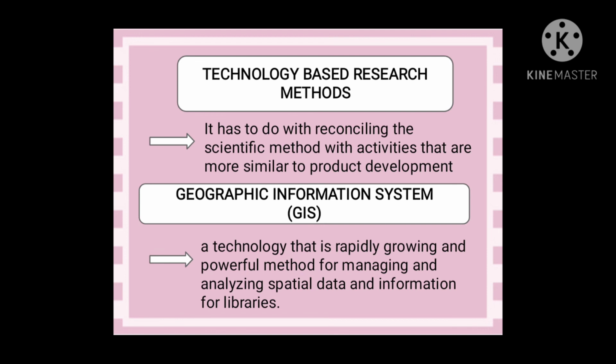So we have here the Geographic Information System or GIS technology that is a rapidly growing and powerful method for managing and analyzing spatial data and information for libraries. So it is designed for the collection, storage, and analysis of objects and phenomena where geographic location is an important characteristic or critical to the analysis.